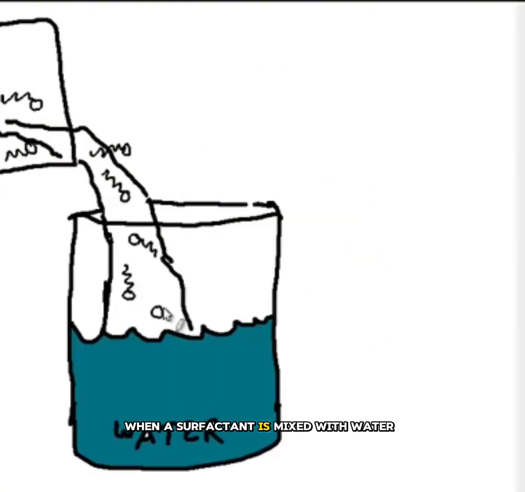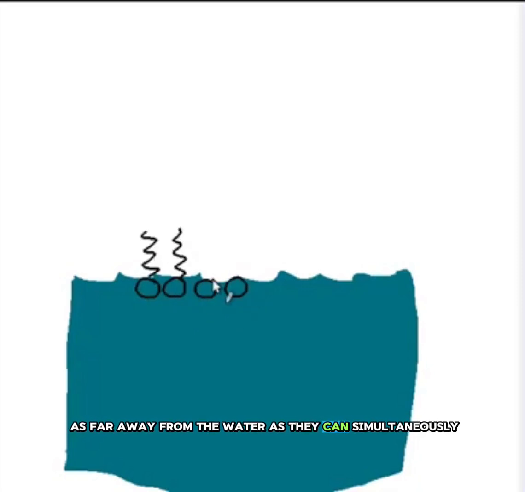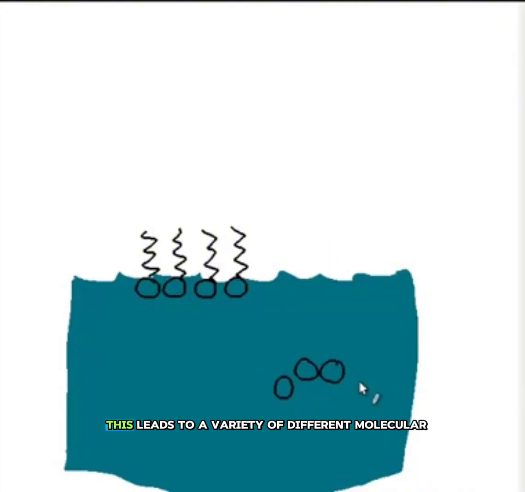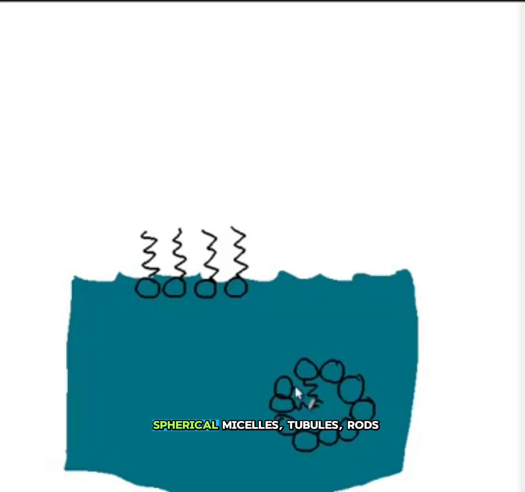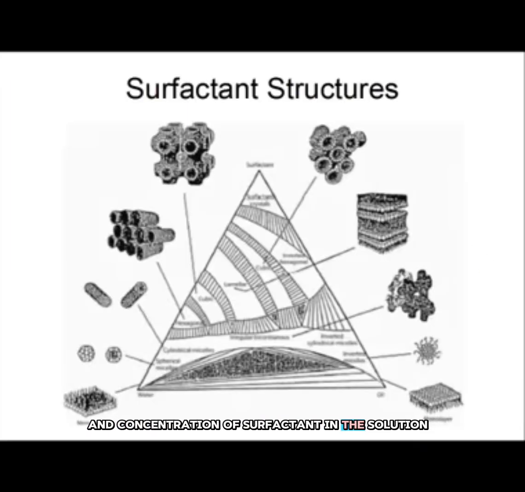When a surfactant is mixed with water, the hydrophobic parts of the molecule align themselves as far away from the water as they can. Simultaneously, the hydrophilic portions of the molecule continue to be attracted to the water. This leads to a variety of different molecular arrangements such as monomers, spherical micelles, tubules, rods, lamellar sheets, and bilayers. The exact structure depends on the type and concentration of surfactant in the solution.